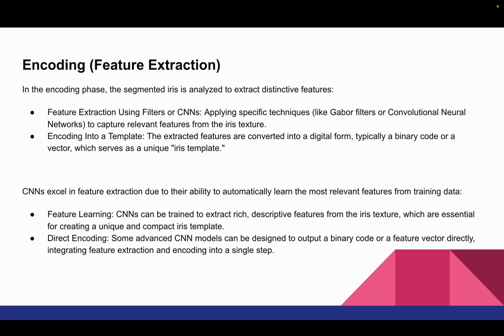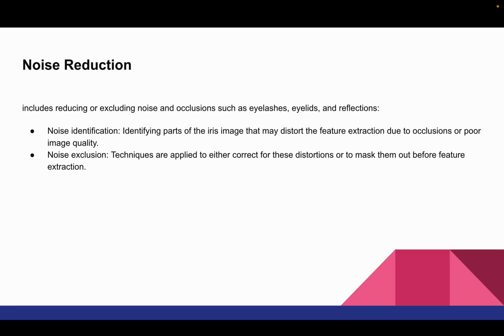Encoding, in this part, CNN can excel at feature extraction due to their ability to learn the most relevant features from the training data. And we can directly encode. Some CNNs can be designed to output binary code or feature vector directly, so that it can integrate the feature extraction and encoding into a single step. We can also think about some way to do noise reduction.